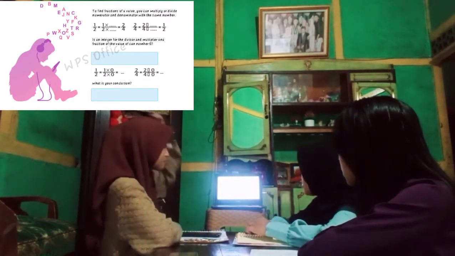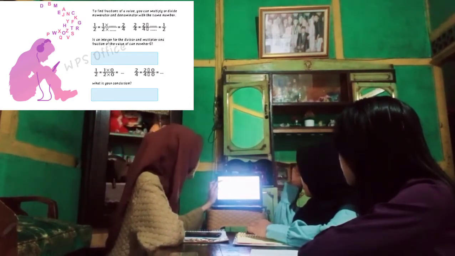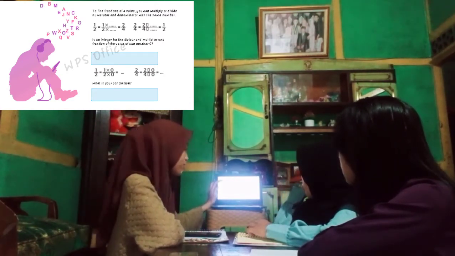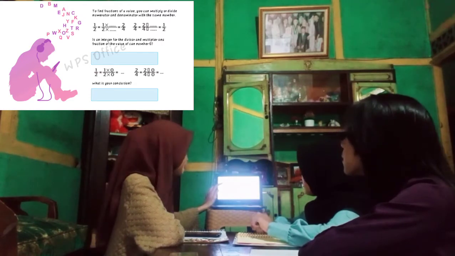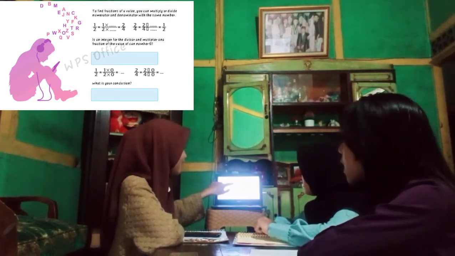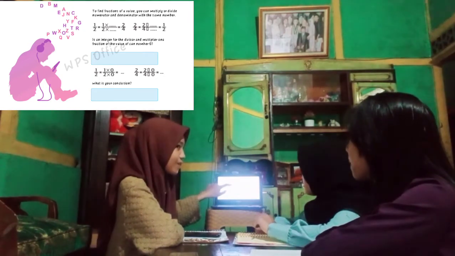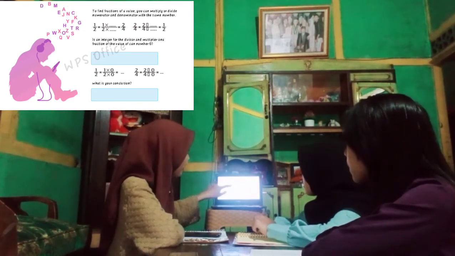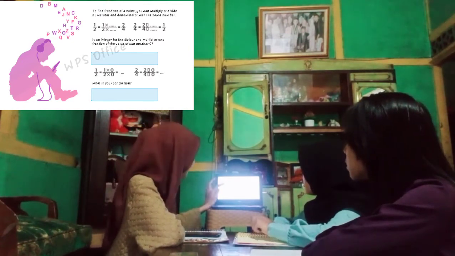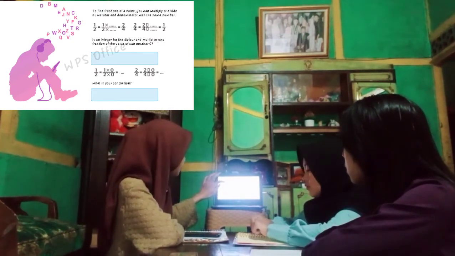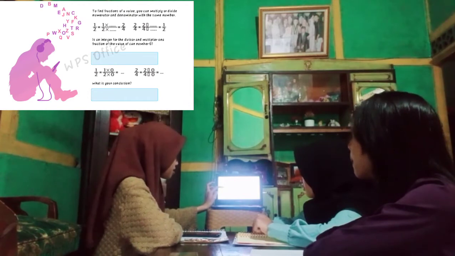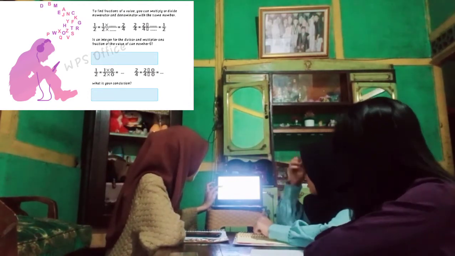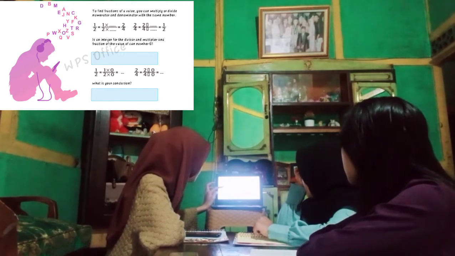Okay, next slide. To find a fraction of value, you can multiply or divide the numerator and denominator by the same number. 1 over 2 is 1 over 2 multiplied by 2 over 2, which is 2 over 4. 2 over 4 is 2 over 4 divided by 2 over 2, which is 1 over 2. The divisor and multiplier must be an integer, and cannot be 0.